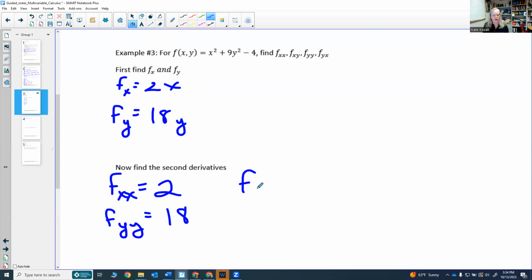The partial derivative of f with respect to x, then y, means that you've taken the partial derivative with respect to x first, then take the derivative of that with respect to y. That would be 0. And the partial derivative of y, x would mean that you're taking the partial derivative with respect to y first, which is 18y, and take the derivative of that with respect to x, which is 0.